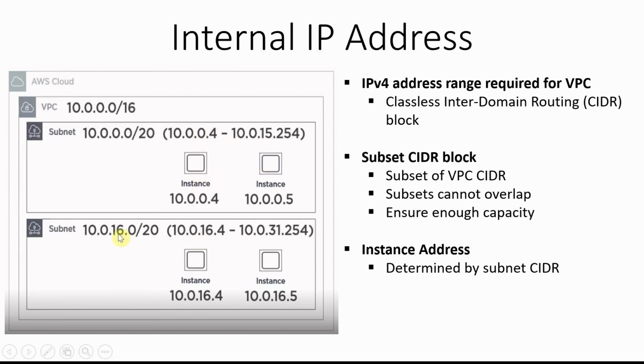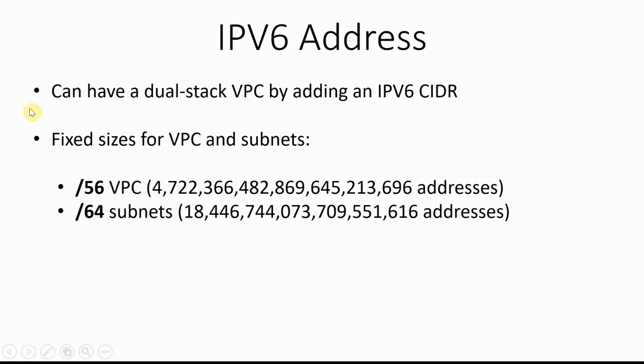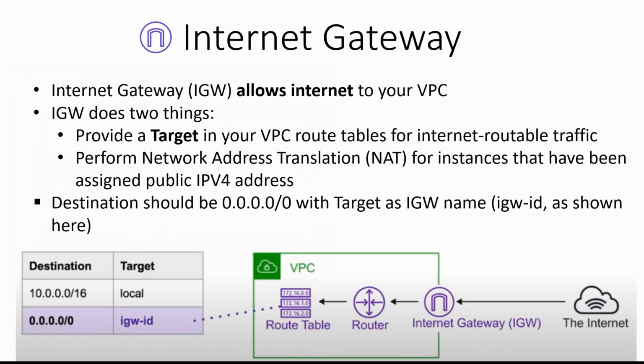Similarly, this is a different subnet, so your instances should have IPs within this range only. But broadly, it is connected by the VPC range on the outer layer. Then we also discussed IPv6. Then the internet gateway, which is primarily to provide internet.